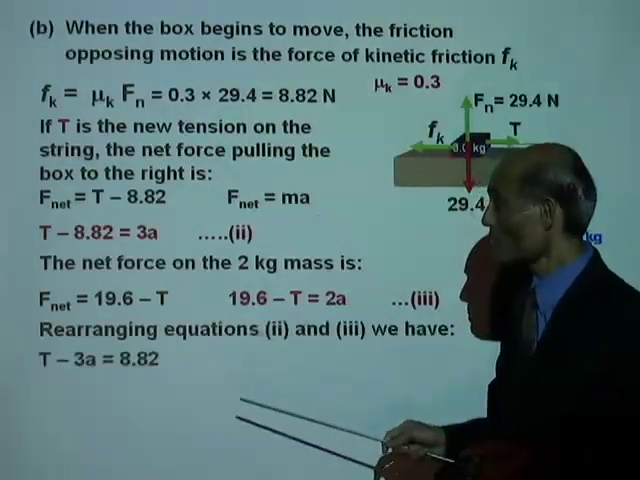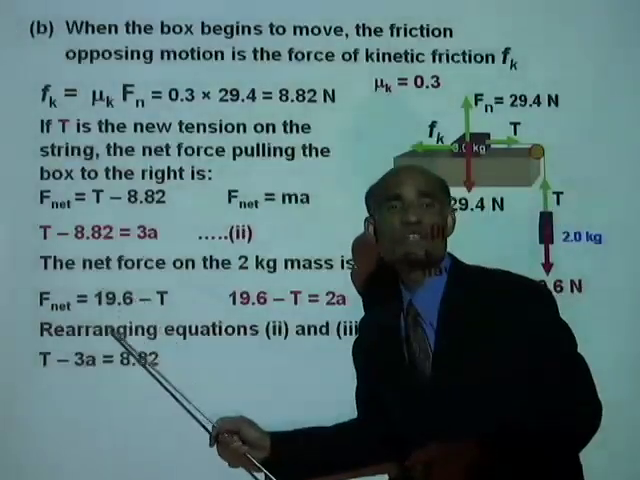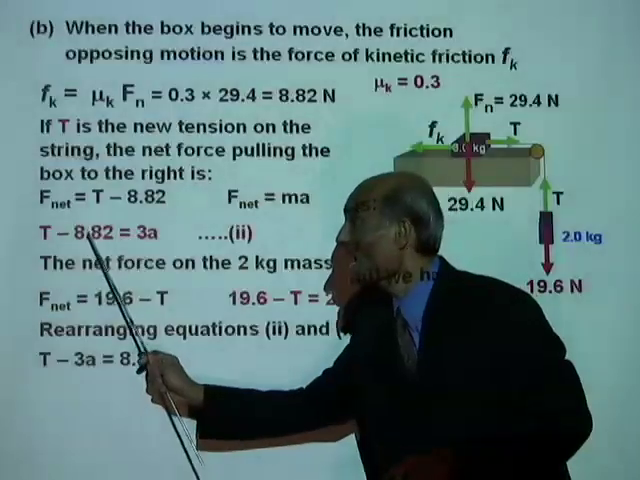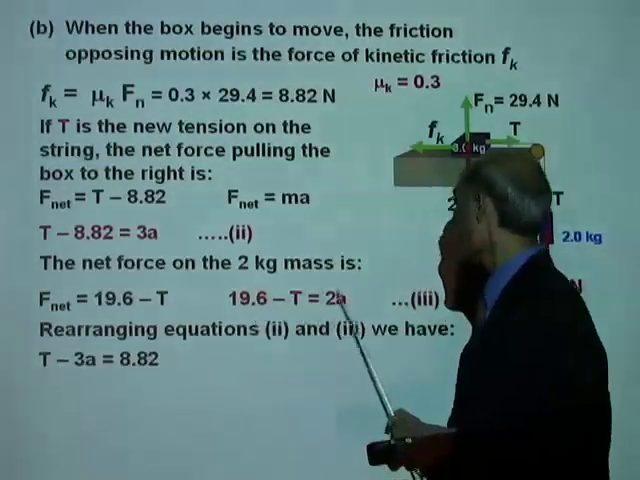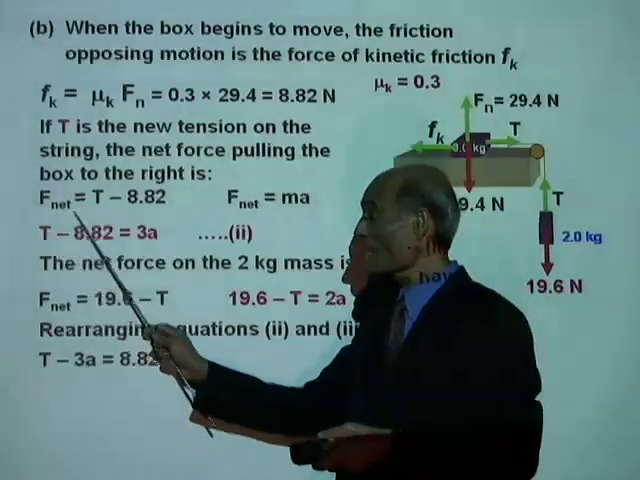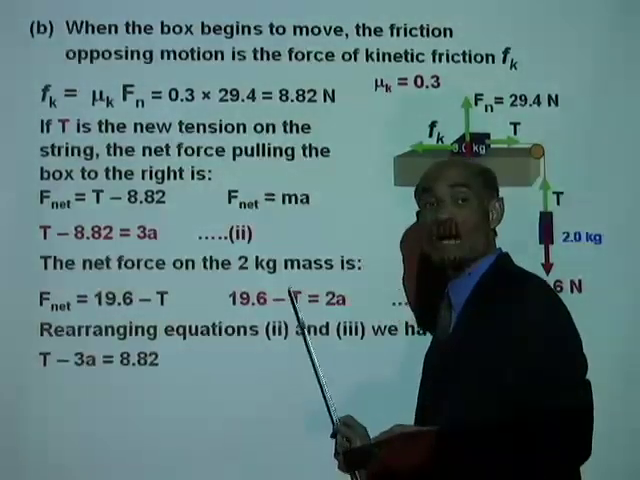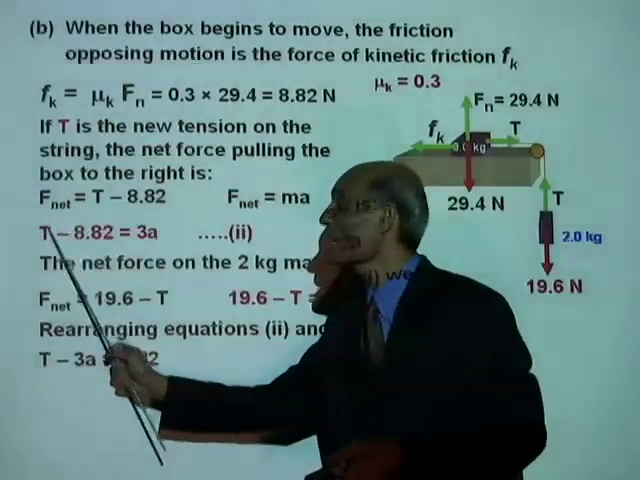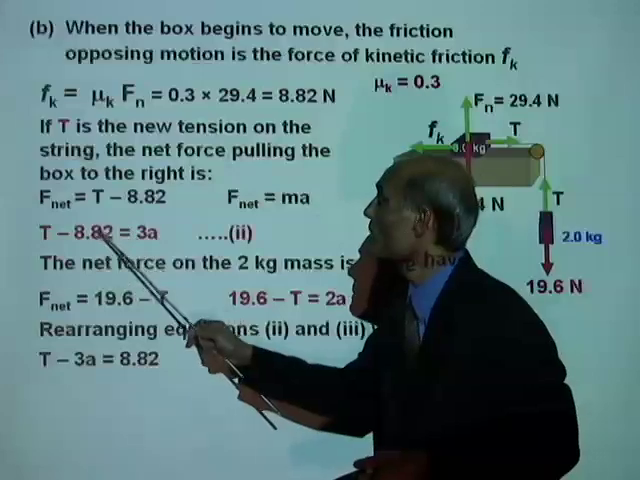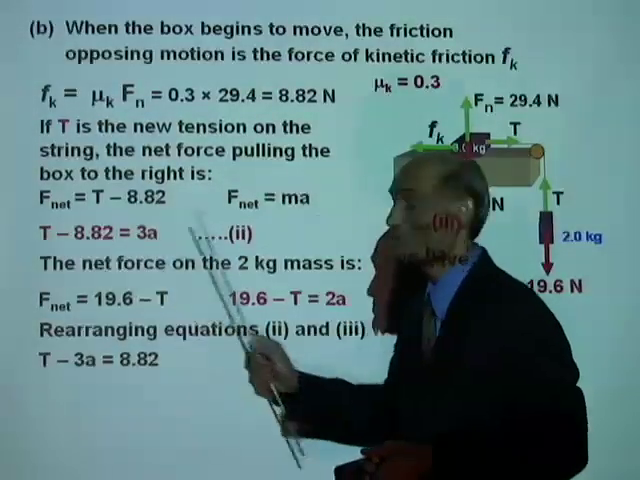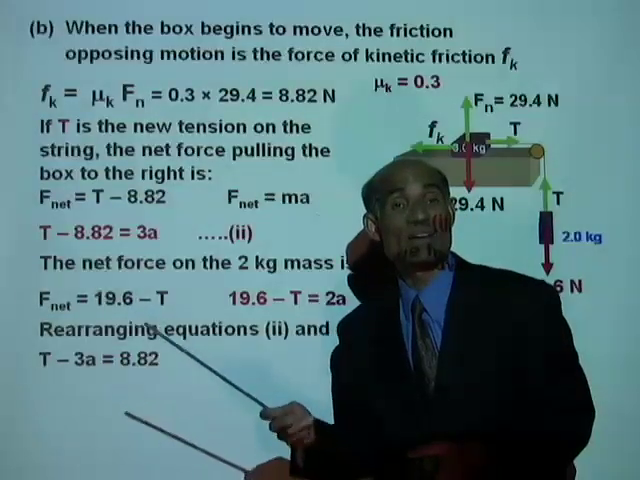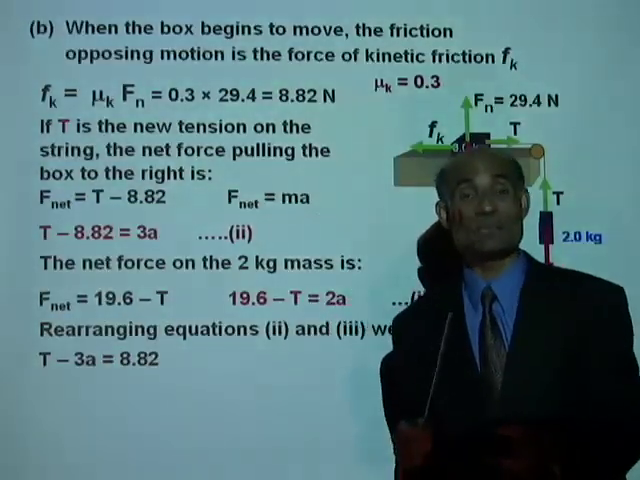Well, rearranging this, actually you don't need to rearrange this. If you add equation 2 to equation 3, can you add equation 2 and equation 3? Add the left hand sides. When you do that, the negative T will cancel with the positive T. In other words, we will get 19.6 minus 8.82 will be 2A plus 3A, that is 5A. And you can calculate A right away.